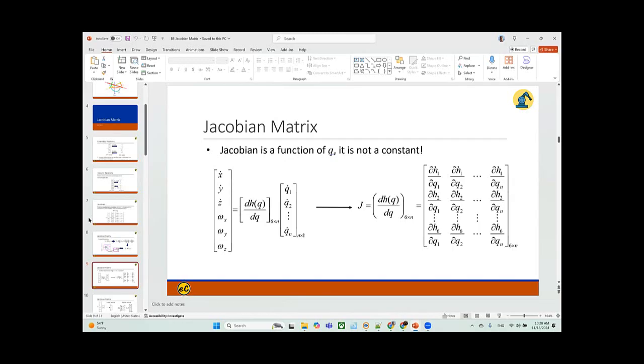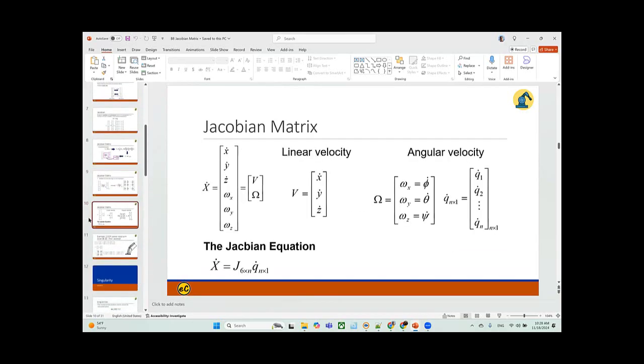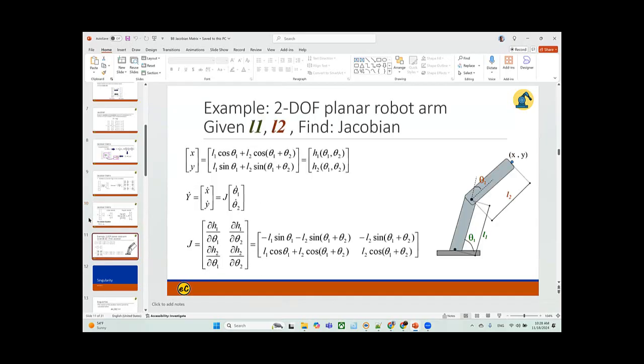Okay, and then you can divide your Jacobian matrix into two parts. One is the linear velocity, the other one is the angular velocity. Okay, because you have XYZ change, you also have the theta phi psi change. Okay, so let's look at a simple example of this one.